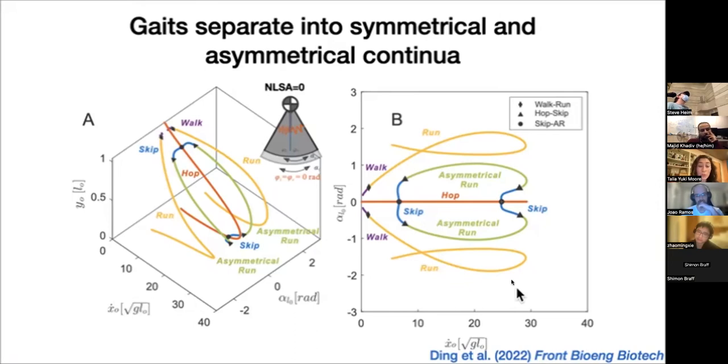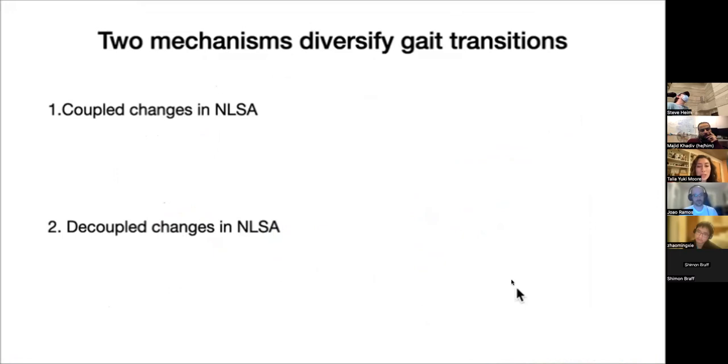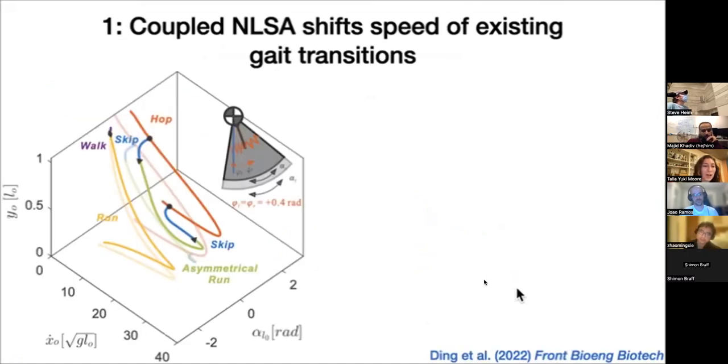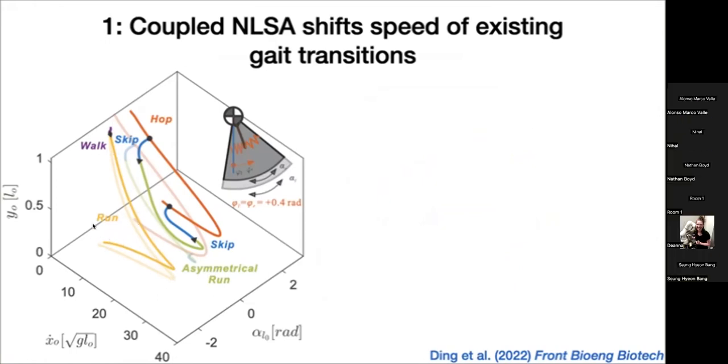And we found two. First, let's talk about coupled changes in neutral leg swing angle. In this gait diagram, both the left and the right leg, their anchor has moved from the baseline. Now I'm showing the baseline gait structure here in faded colors and the new neutral leg swing angle gait structure in the bolder colors. The structure is overall the same, but has just shifted in space a little bit.